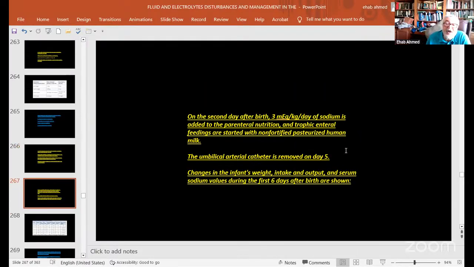On the second day after birth, 3 milliequivalent per kg per day of sodium is added to the TPN, and trophic enteral feedings are started with non-fortified pasteurized human milk from the human milk bank. The UAC is removed at day 5. Changes in the infant weight, intake and output, and serum sodium values during the first 6 days after birth are shown.